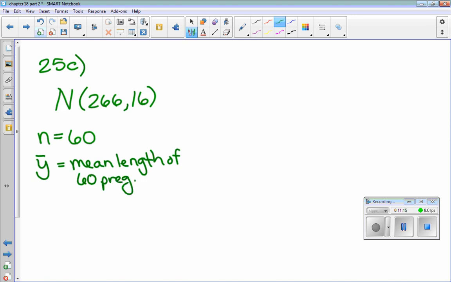Okay. And then it says, according to the central limit theorem, what's the distribution of the sample mean Y? So basically, in order to use the central limit theorem, we have to check our conditions. So what are the conditions? The first one would be random. Is the sample collected randomly?